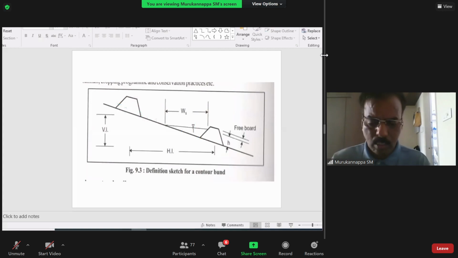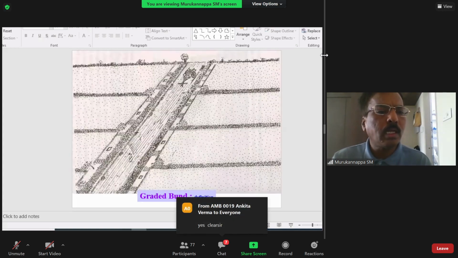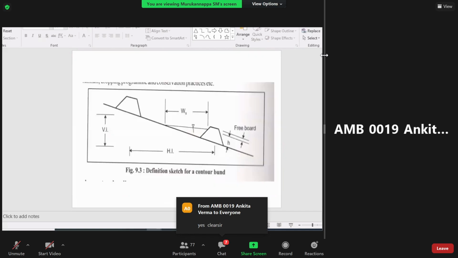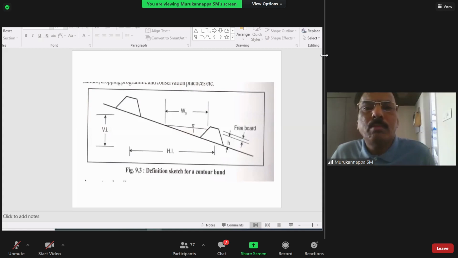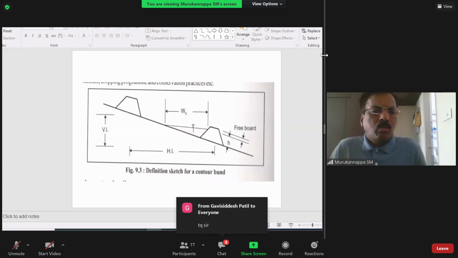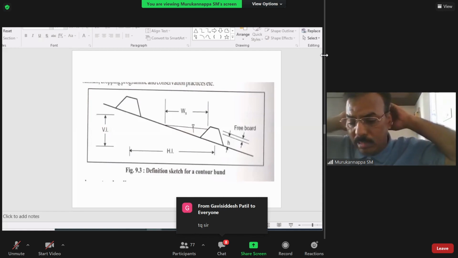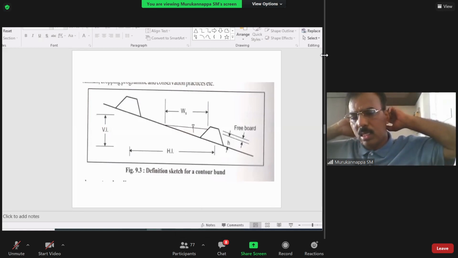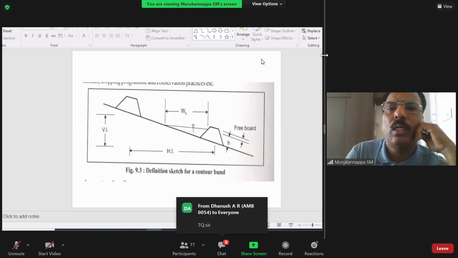So this is one. Okay, is it clear? Okay, very good. By this time we will stop, because we will study the other bunds and other types of conservation measures in the next classes. One by one we will discuss. If you have any doubt, you can come to present.